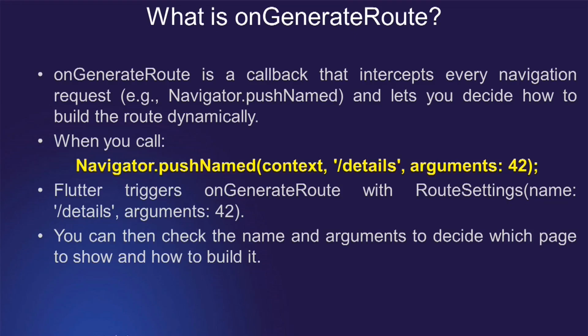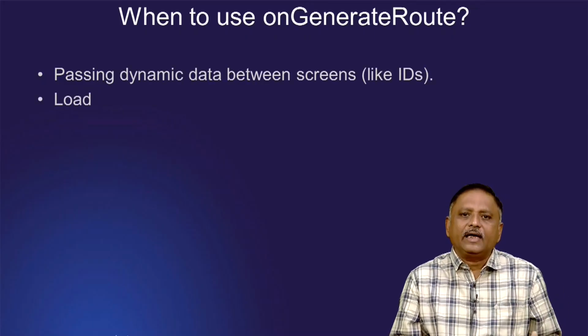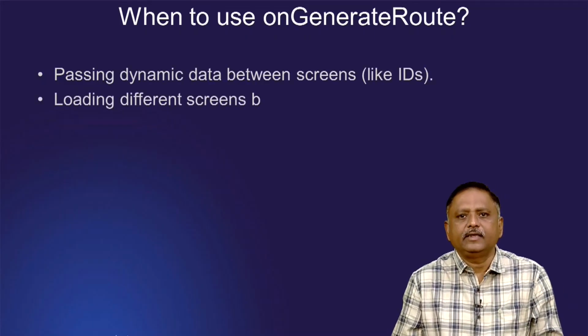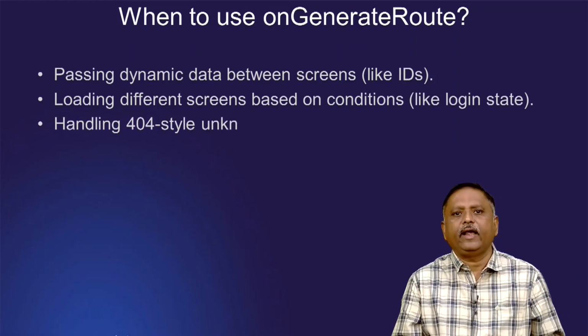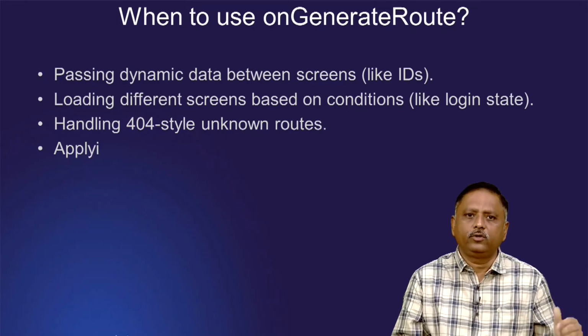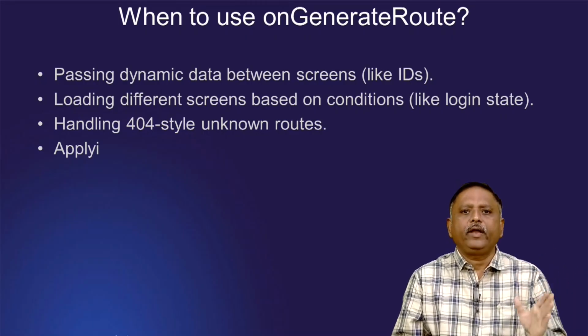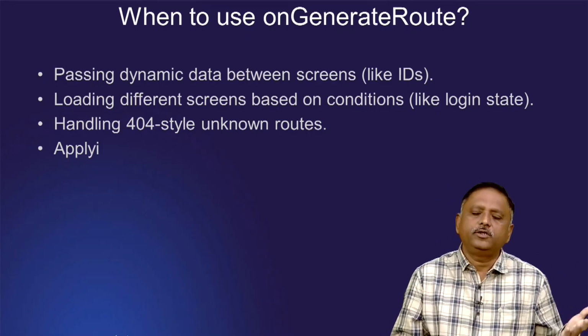Now let us understand when to use onGenerateRoute. Passing dynamic data between screens like IDs, loading different screens based on conditions like login state, handling 404 style unknown routes, and applying per-route custom transitions. So these are the examples when we need to use onGenerateRoute.